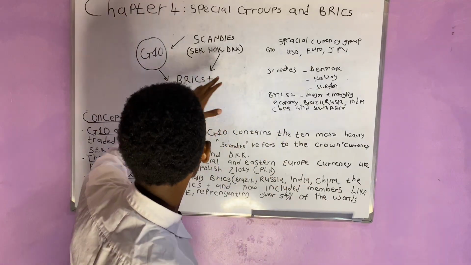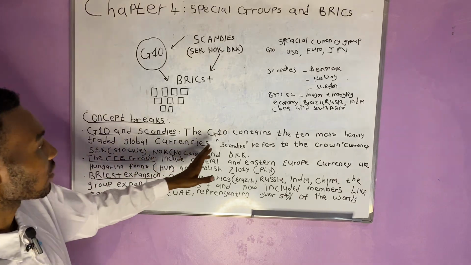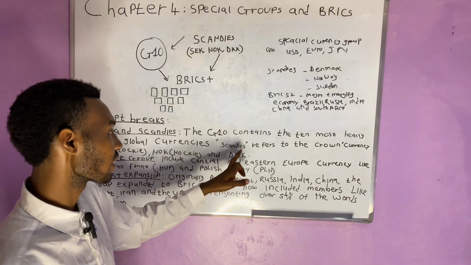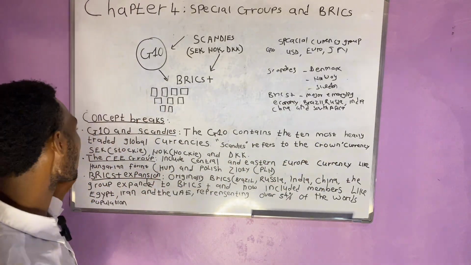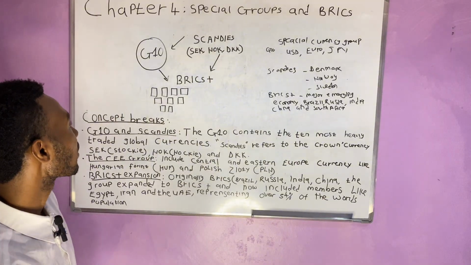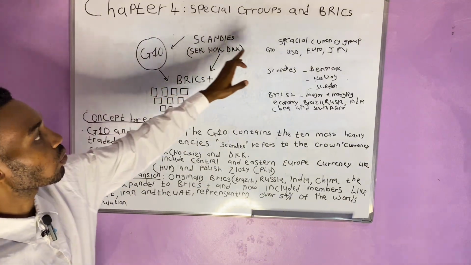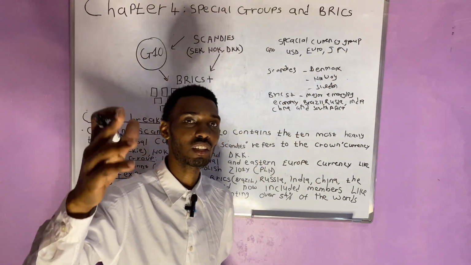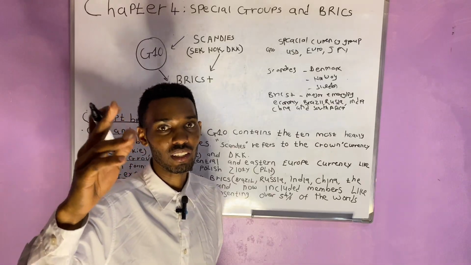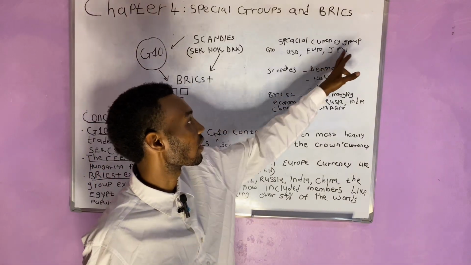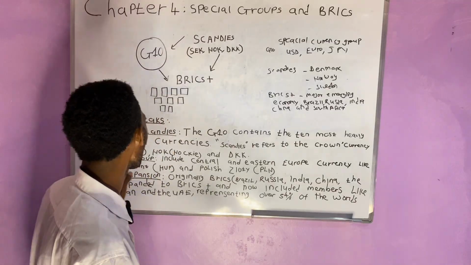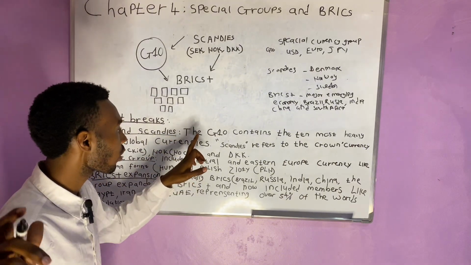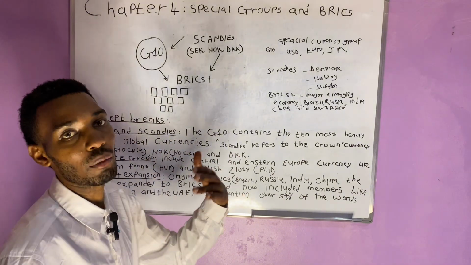Let's say, okay, the concept of G10s and Scandis. The G10 contains the 10 most heavily traded global currencies. Scandis refers to the krona currencies, the Stockies and Nokies. Now, the Scandis, the G10 special groups. Special groups of G10s, they are the USD, the most traded and top currencies. These are the USD, the Euro, and JPY. The G10 consists of the 10 most heavily traded global currencies, so they are the biggest currencies traded.